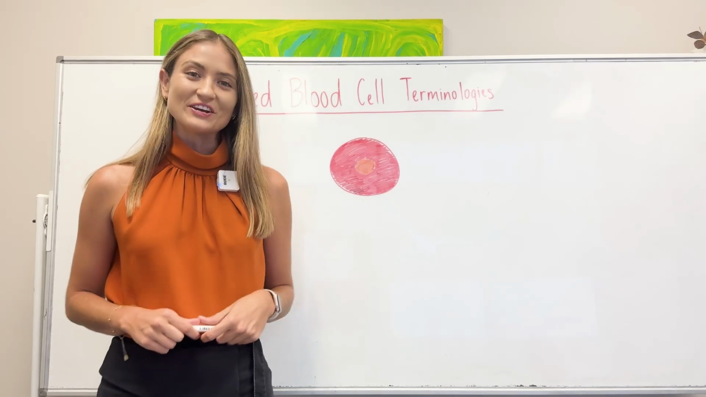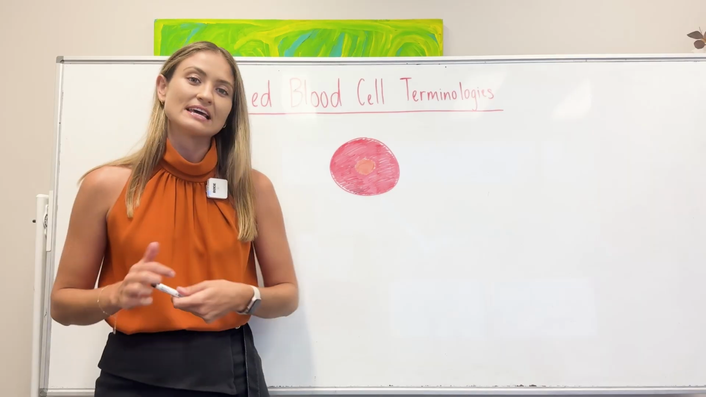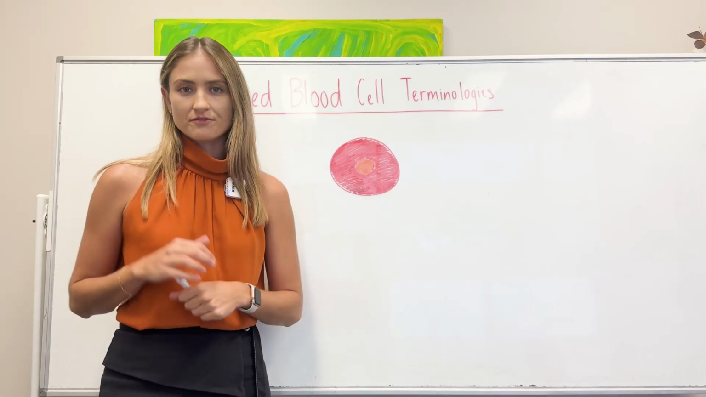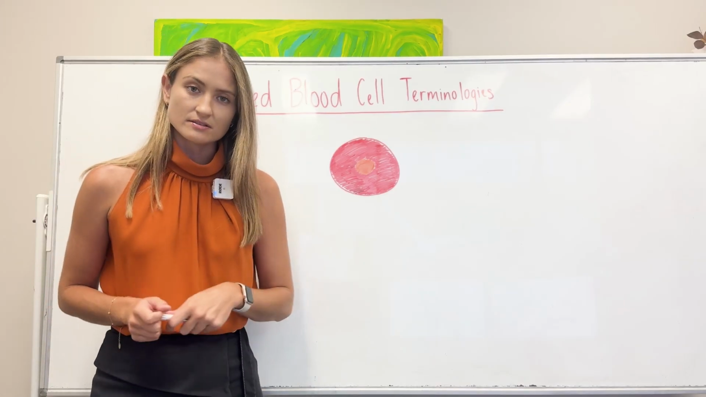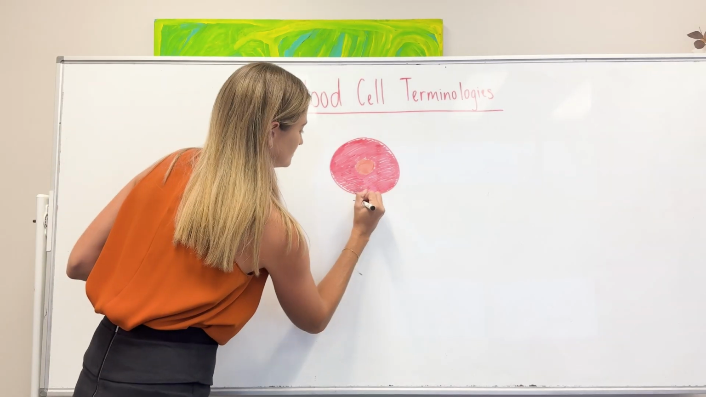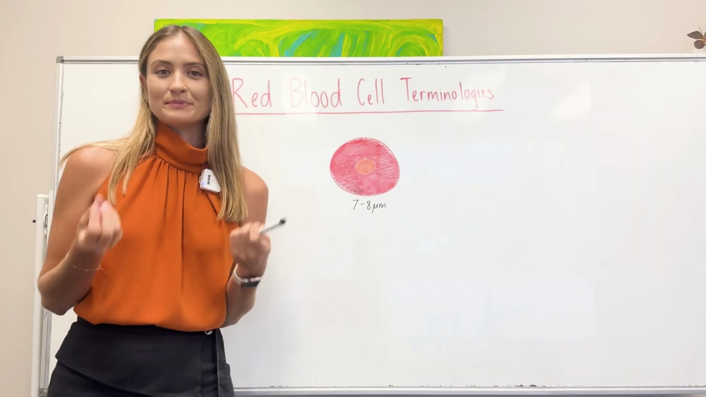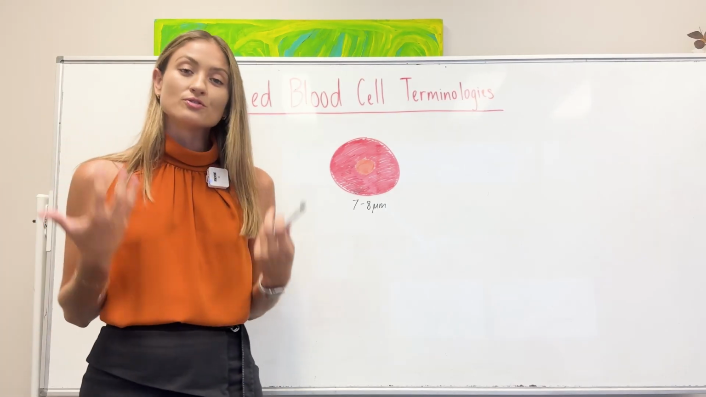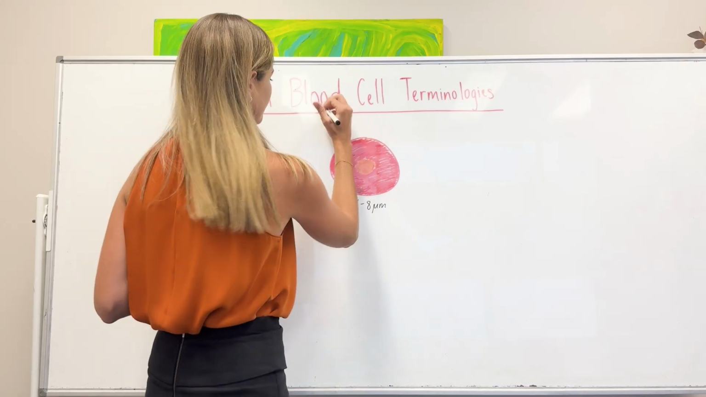Hi everyone, in this video I'm going to be introducing you to some red blood cell terminologies, and in particular we're going to be focusing on the size and the colour of red blood cells. So in our healthy and mature red blood cells, the size of a red blood cell is about 7 to 8 microns. They're so small that they can squeeze through our smallest blood vessels in the body, one cell at a time. And what we call normal-sized red blood cells is normocytic.